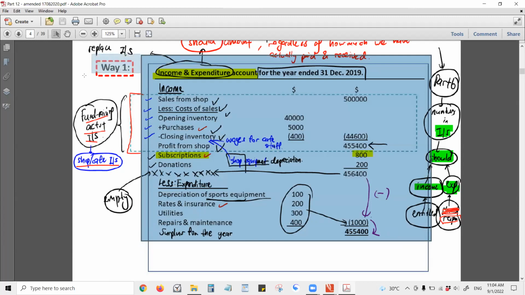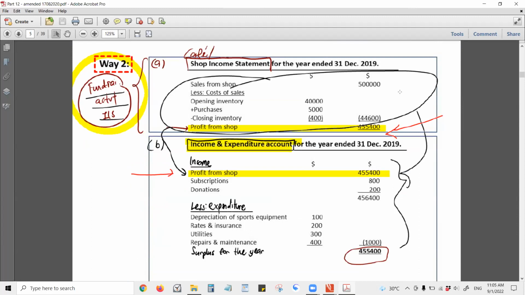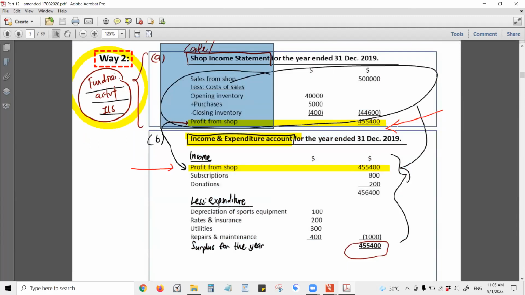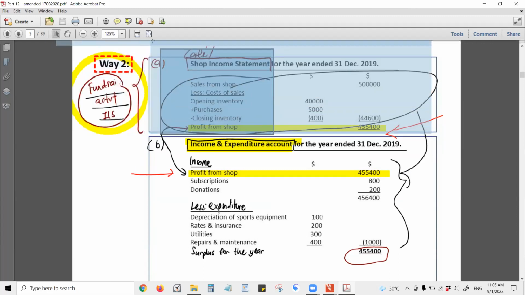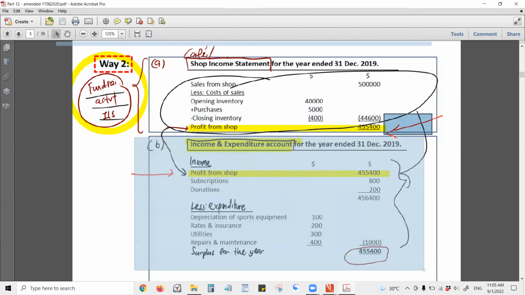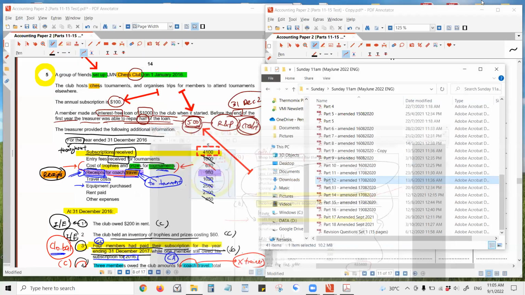You can see this is way 1. Way 2 means you do it this way. You can call this the separation method because the shop or cafe income statement has been separated out, prepared separately, and then followed by the income expenditure account. So let's see how to do the question that we are seeing in that paper.